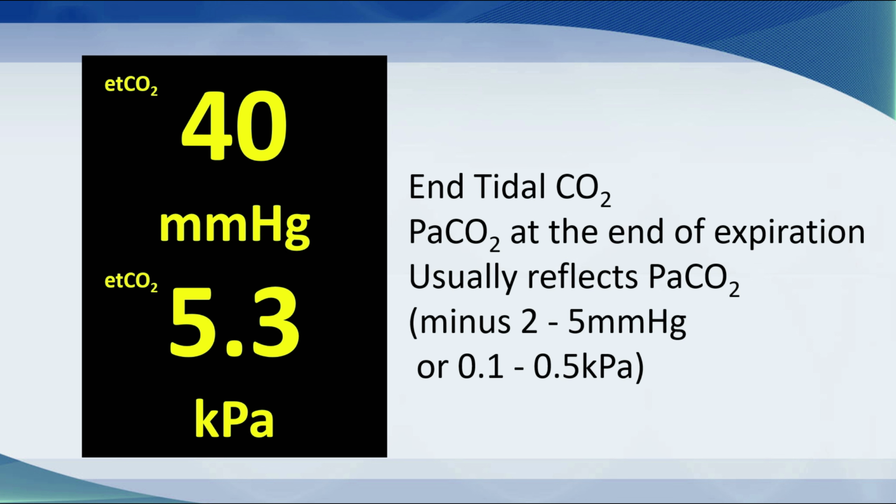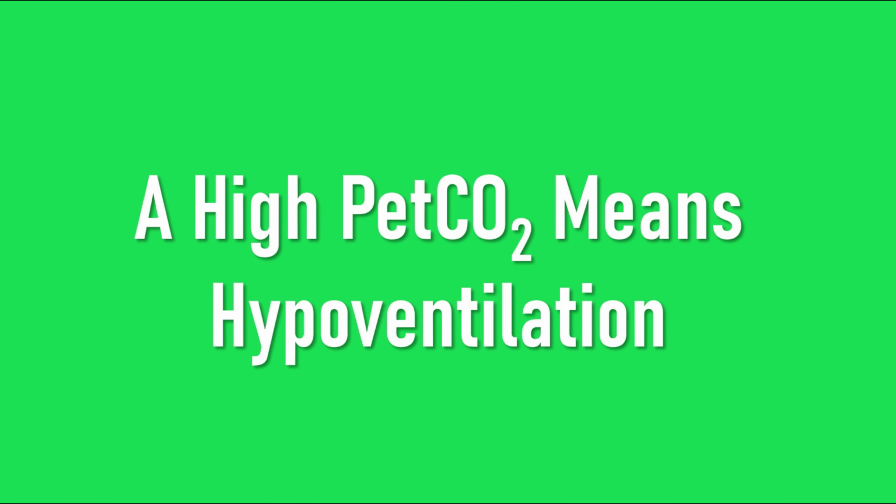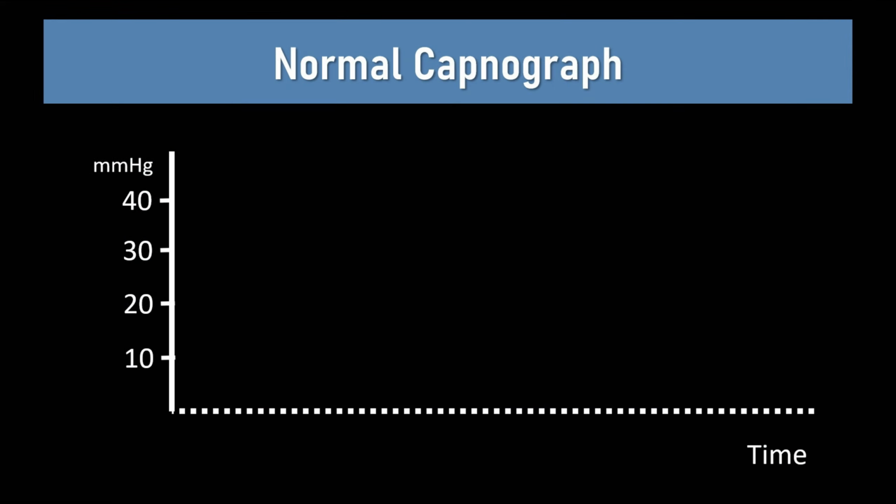End tidal CO2 is the partial pressure of CO2 at end expiration. It usually reflects the partial pressure of CO2 in blood. It's often 1 or 2 millimeters of mercury below that, and most of the time in steady state it gives us a good idea of what the partial pressure of CO2 in blood is. If you see a high end tidal CO2, that means that the patient is hypoventilating. A low end tidal CO2 can mean all kinds of things, including poor overall flow of blood to the tissues.